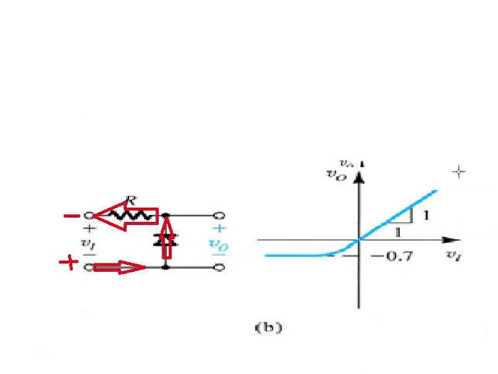Once again, how did our input look like? Our input was this, right? It was something from minus infinity to infinity. So this circuit was allowing all the positive ones, but not allowing the negative sides.